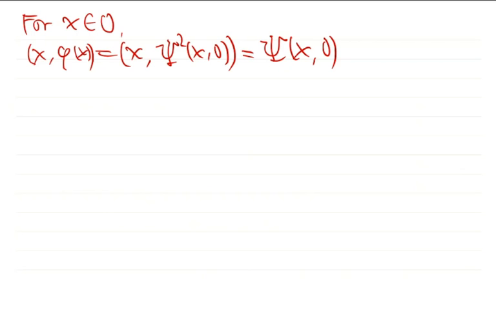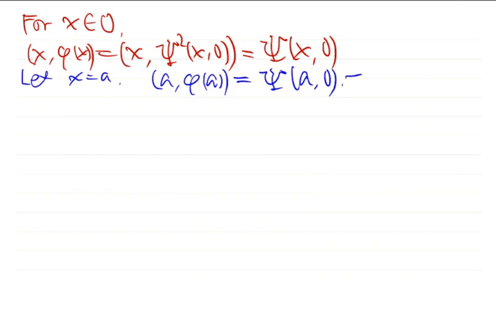Okay. So we take x to be A. What should I obtain? Let x equal to A. Then A phi A is psi A0. Psi A0 is AB. Okay. So this implies that phi A is B. So this is the first conclusion of our theorem. That is, the graph of the function passes through the point AB.